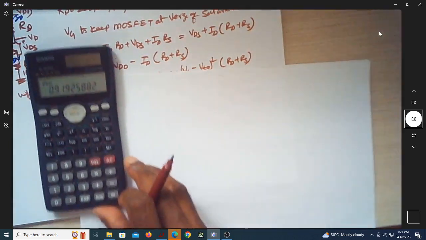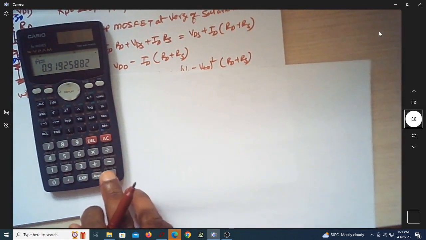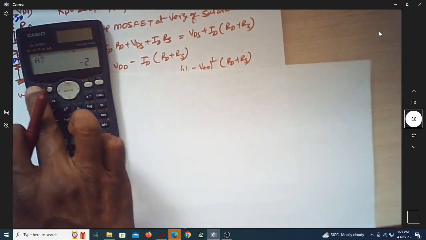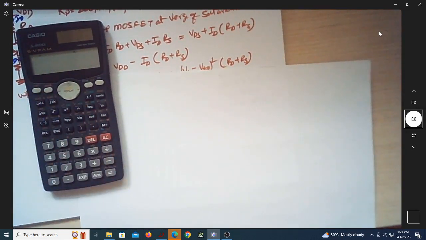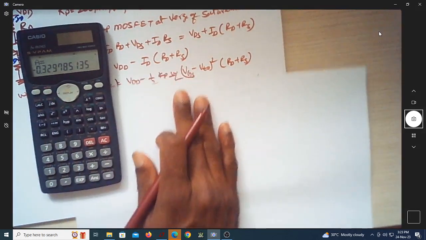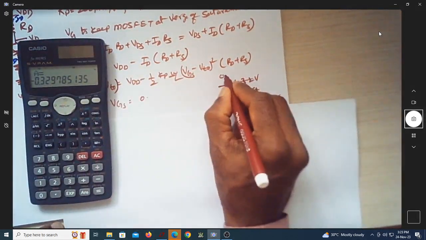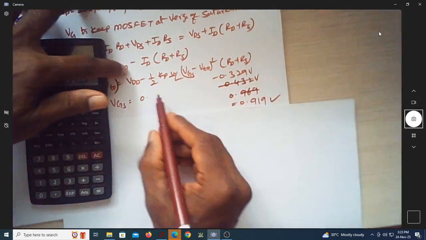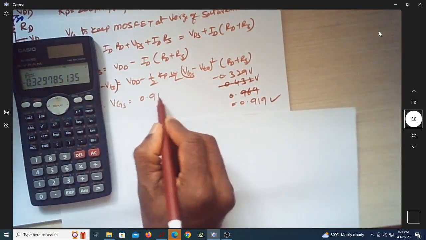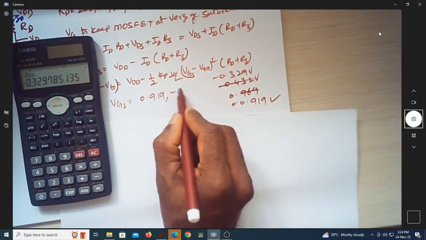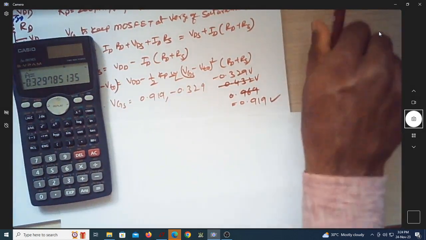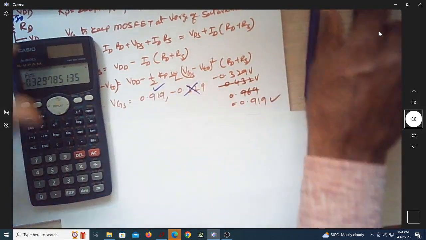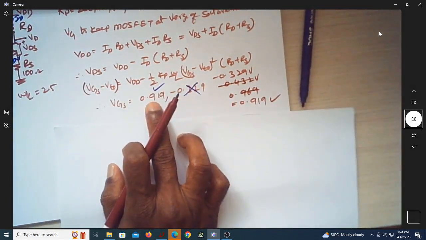The other possible value, to get the other value, simply say equals some negative value, some minus 2, alpha equals shift cal. So it is minus 0.329 volt. So there are two voltages, one voltage 0.919, other voltage is minus 0.329. So this cannot be a valid value, so the other is the valid one. So this is the value of VGS.